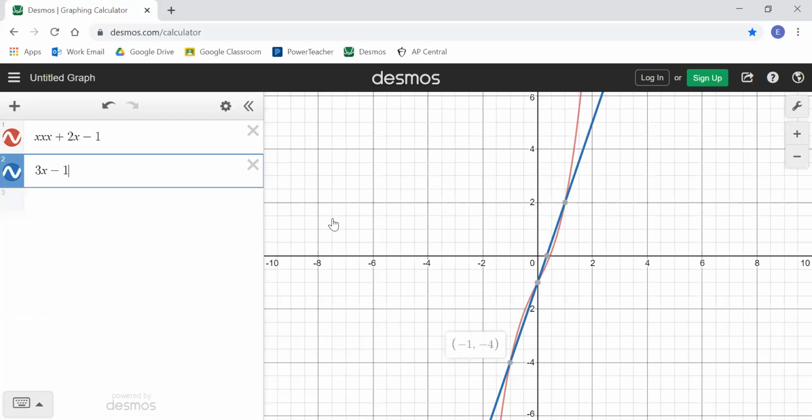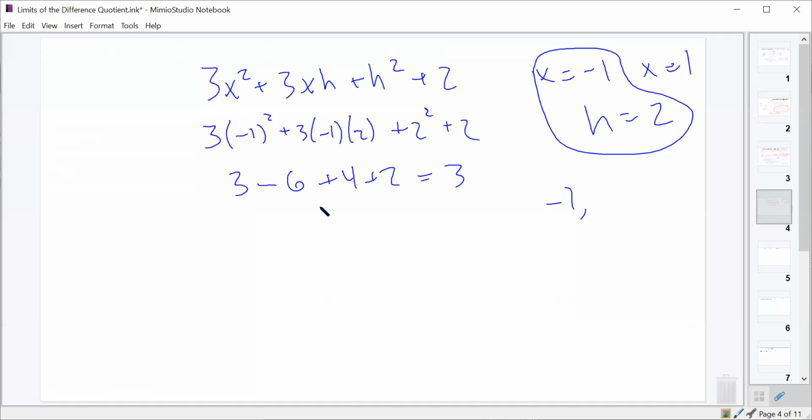-1, it was -4, right? So if it's going to go through that same point, it's probably going to have that same equation. It needs to go through -1, -4. So that'd be y minus -4 using point slope form equals 3 times x plus 1. And if we were to simplify that down, we'd get y equals 3x minus 1.